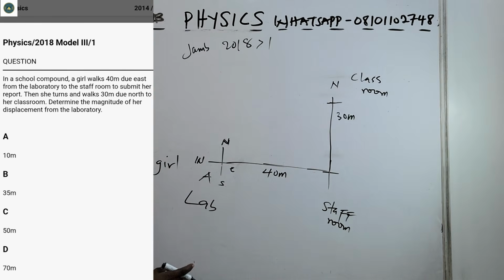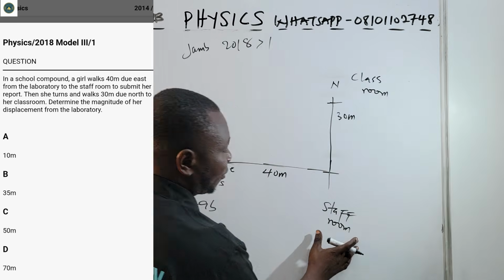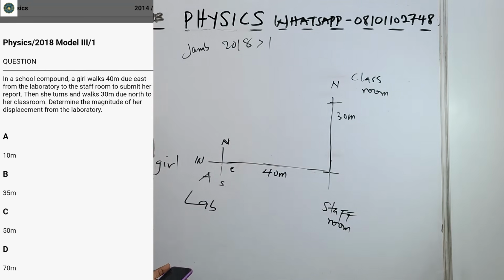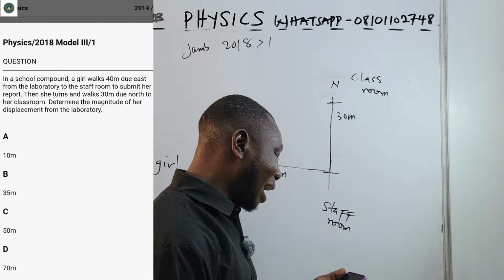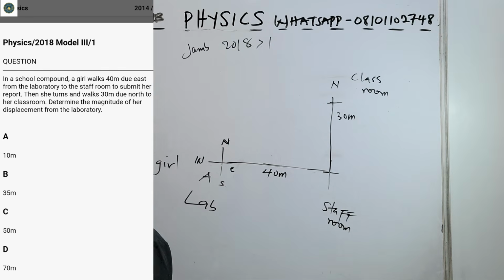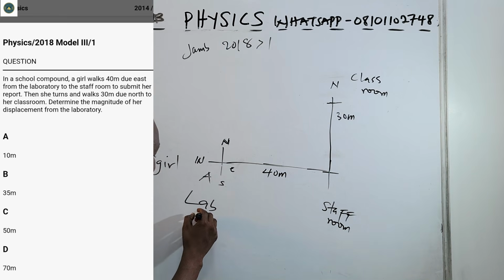So what are the points? From the lab to the staff room. From the staff room to the classroom. Now, determine the magnitude of her displacement from the lab. From the lab, she starts here. So this lab is called the initial point.